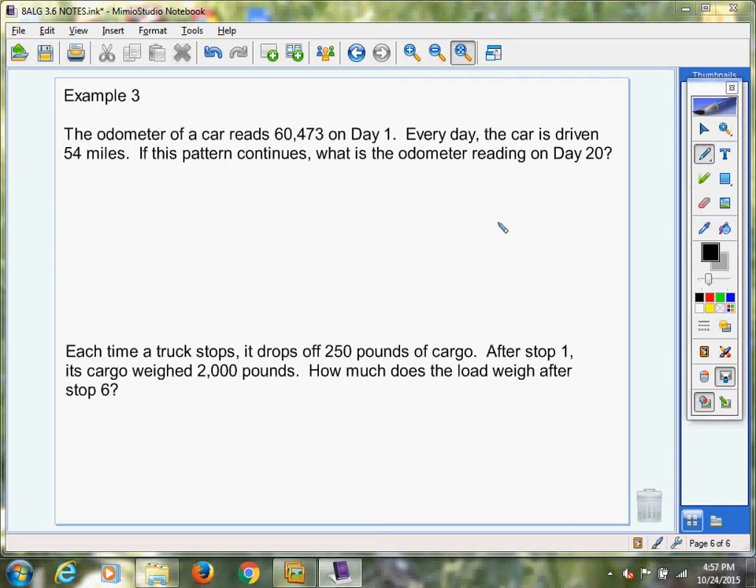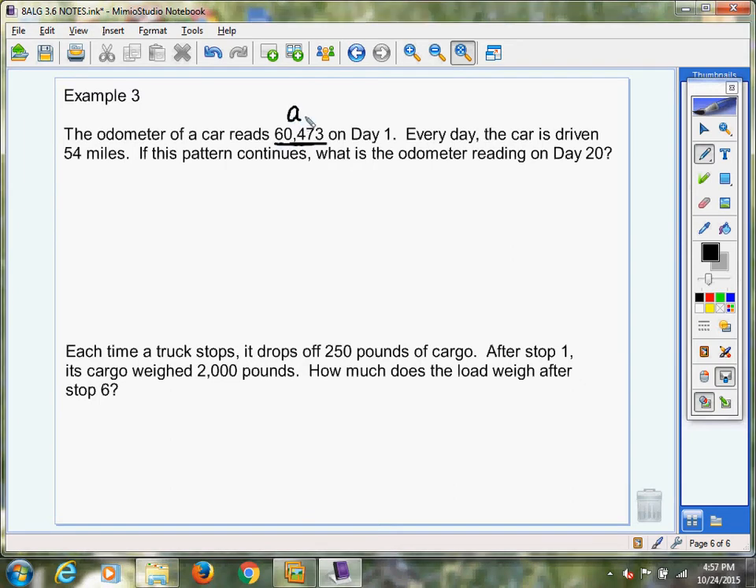Well, the idea is, let's see if we can make sense of it. We're anticipating the odometer reading to increase each day, exactly 54 miles, and we're going to do this 20 days in a row. That's going to be our pattern, okay? So when we're all done with this, whatever odometer reading we end up with should be higher than 60,473.